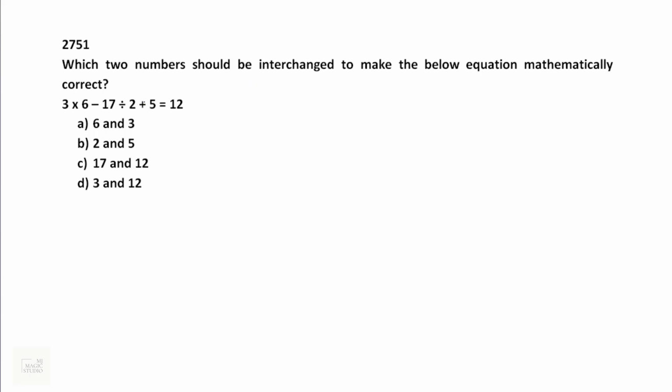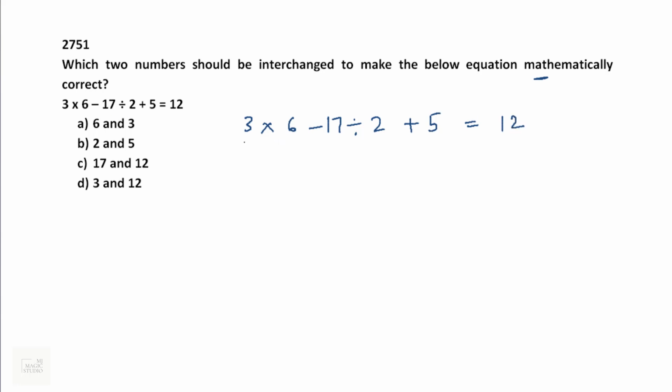In the time given to you, please try to pause the video and try to solve, and then look out for the options. Which two numbers should be interchanged to make the below equation mathematically correct? We have 3 into 6 minus 7 divided by 2 plus 5 is equal to 12.